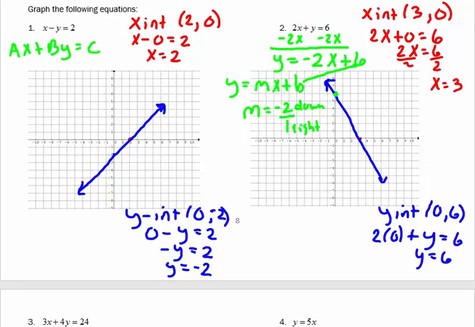But from where? From my starting point of my y-intercept. My y-intercept was 6. Down 2, to the right 1. And you can continue doing that over and over again. So you will see you get the same exact line. So if you like y equals mx plus b form, slope-intercept form, just make sure you put it in the correct form when you're getting y by itself.